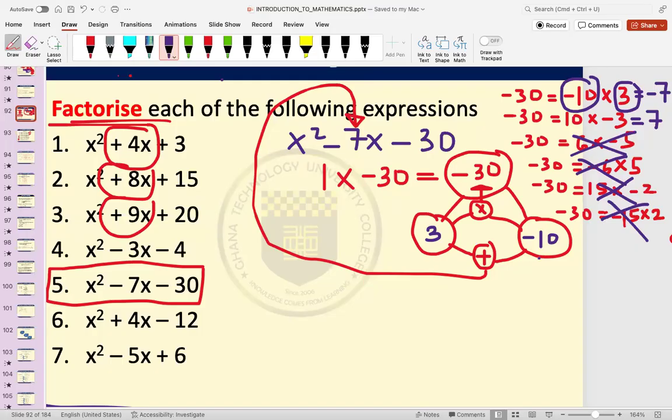So once I have the numbers now, it means that I have completed step 2. So I go to step 3 to do the rewrite. I'm going to rewrite the original equation one more time. So I have x squared, instead of negative 7x, I'm going to use these two numbers. So plus positive 3x minus negative 10x minus 30.